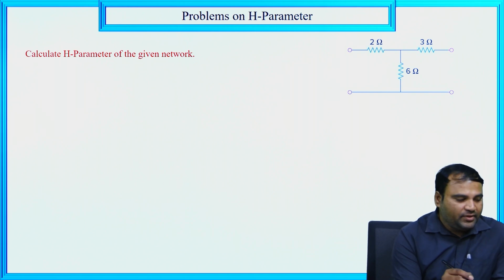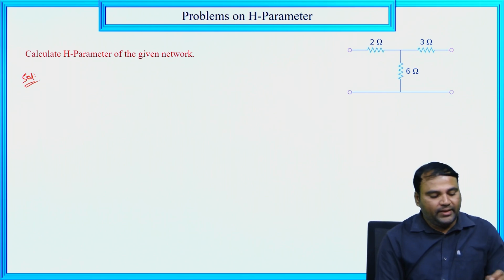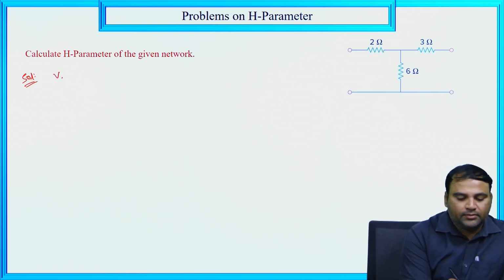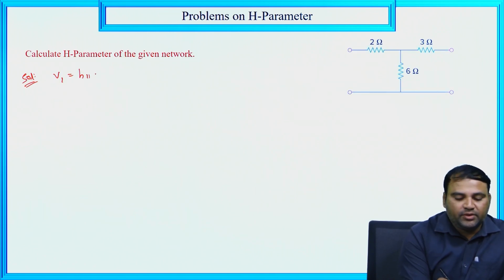Before that, first write the equation. First the input voltage V1: V1 is equal to H11 I1 plus H12 V2, and the secondary current I2 equals H21 I1 plus H22 V2.